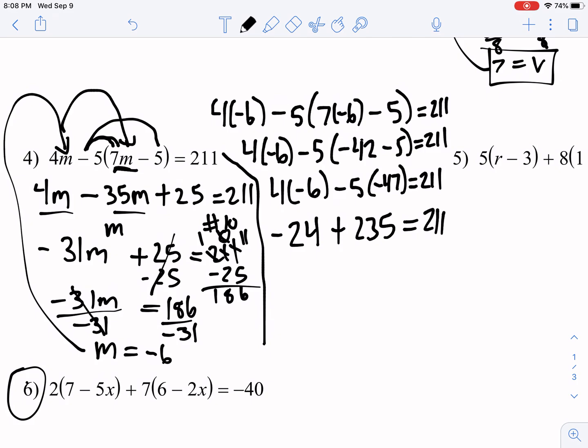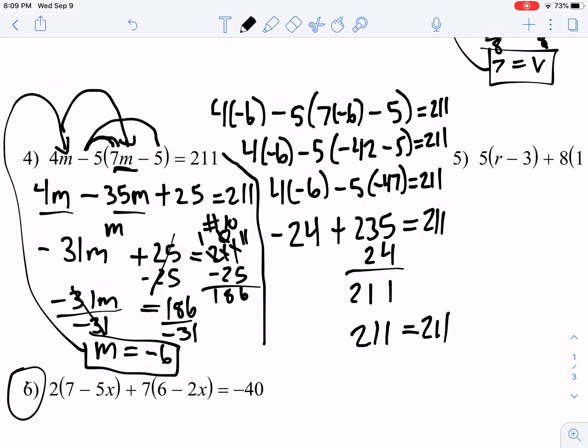Now I have addition left to right, so I have different signs. So we have to subtract and keep the sign of the larger. So let's subtract these. 5 minus 4 is 1, 3 minus 2 is 1, and then I get 211, right? 235 is bigger and it's positive, so I get a positive 211 equals 211. Is that what we wanted? Yeah, so my answer is correct. m equals negative 6.